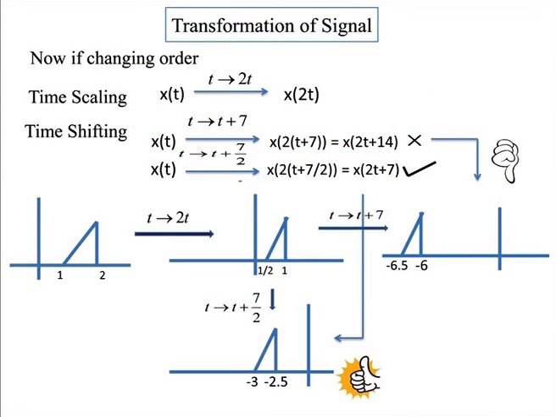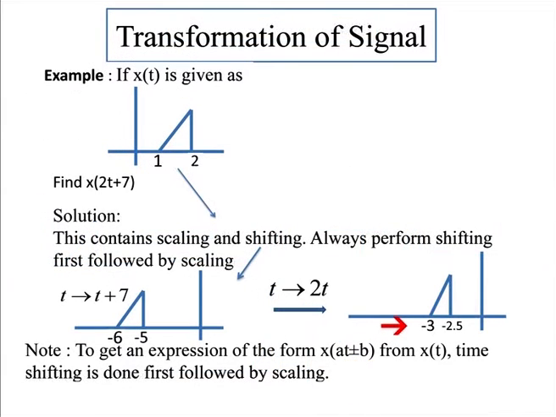Next slide. Suppose we change the order, what will happen? If we change the order, means we scale x(t) first, so t will go to 2t. So, this will be x(2t). Now, if we do time shifting, then this will be x(2(t+7)), so it will be x(2t+14). This is not the right way of doing it, because your solution will be wrong. You can see if you solve it, it will come like minus 6 and minus 6.5. If we go to the previous slide, your solution was minus 3 and minus 2.5.